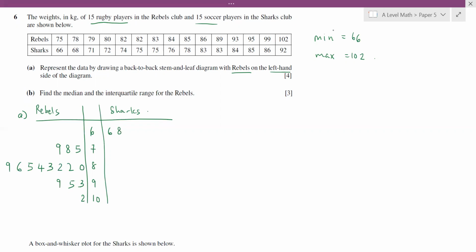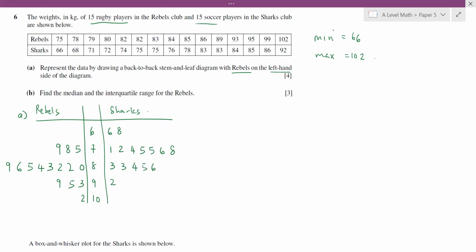68, 71, 72, 74, 75, 76, 78. And then we have 83, 83, 84, 5, 6, and 92.